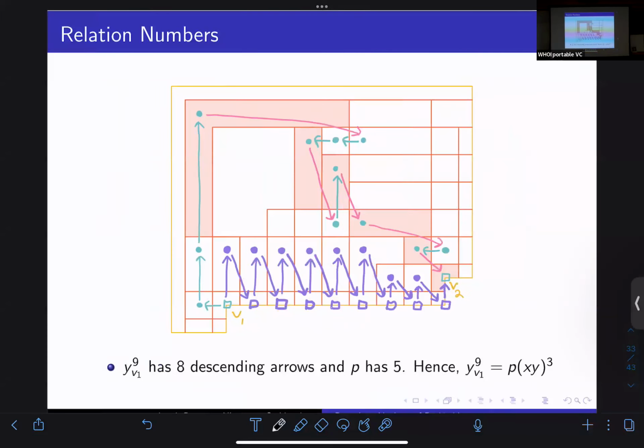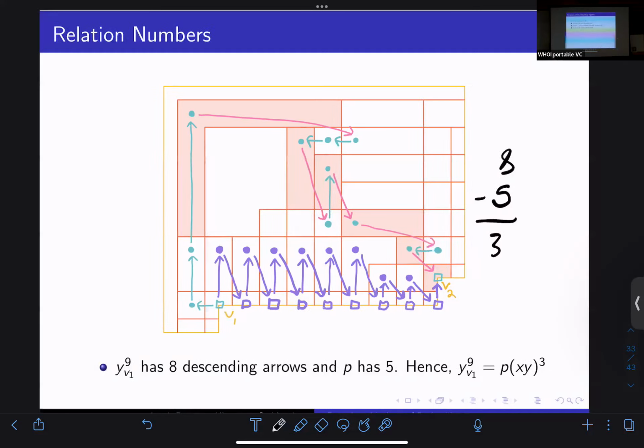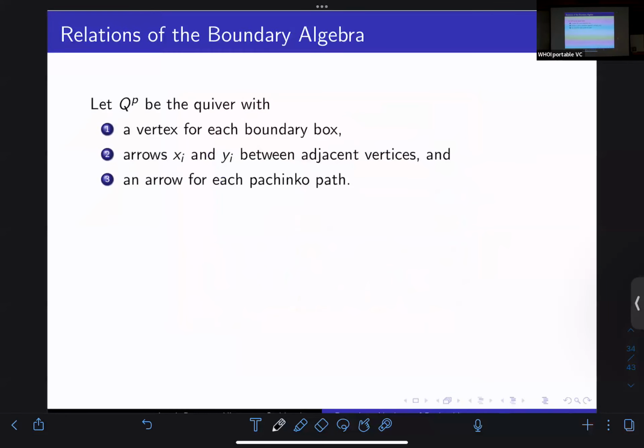So the composition of y's has 8 descending arrows. P has 5. I'm going to subtract these numbers and get 3. This is the number of face paths that I have to add to P to get a composition of y's. And so we can compare our path to a path that we always know exists. And we're going to show that this is actually enough. So again, to recap, given 2 vertices, I can check if there's an arrow in the boundary algebra between these 2 vertices, and I can compare it to a composition of y's.